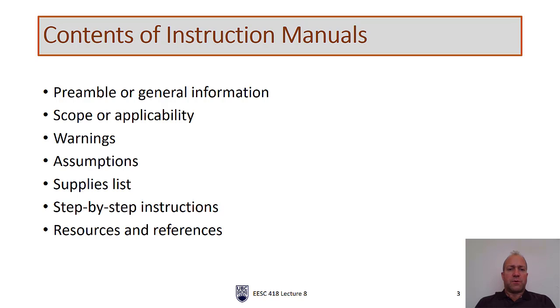Most instruction manuals or standard operating procedures have some fairly common elements. There will usually be a preamble or general information at the start. So this is usually some fairly normal looking text with paragraphs and section headings, just as we would have in another type of technical document. We may have a section on scope or applicability. In other words, what does this apply to? Is it a specific instrument or a specific type of assessment or a specific type of analysis that we might do in the field?